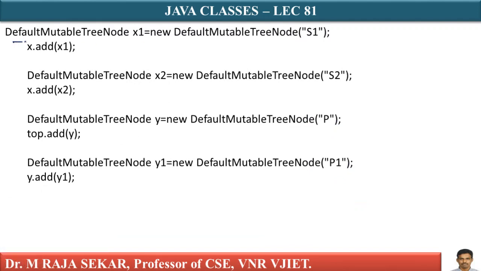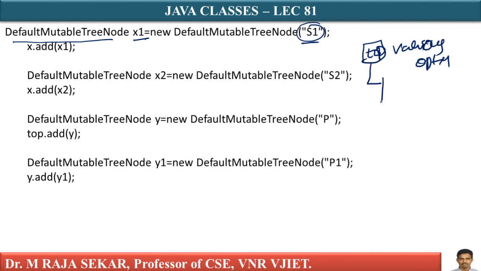Just see, DefaultMutableTreeNode X1 equal to new DefaultMutableTreeNode. Under S, I have to keep S1. Here I have top, whose name is various options, to which I already added X, whose name is S. X1 name is S1, X.add(X1). X.add(X1) means I am adding X1, whose name is S1, to X. In a similar manner, I am creating X2.